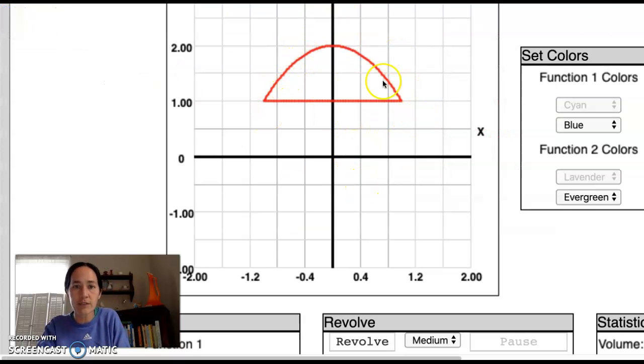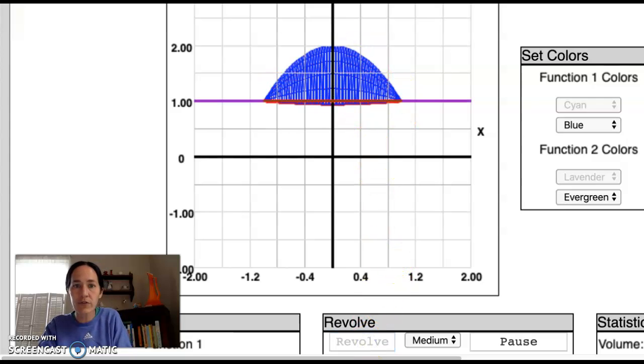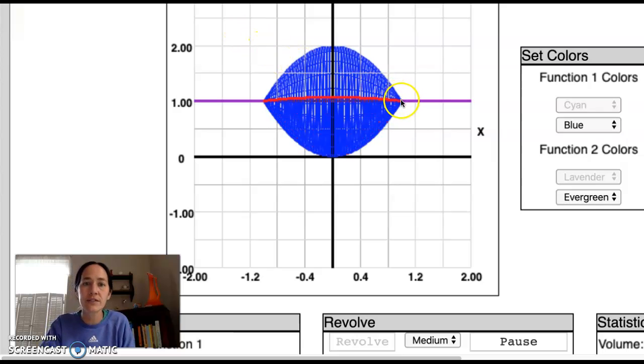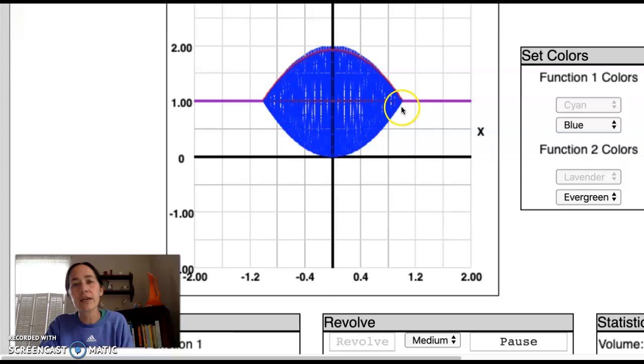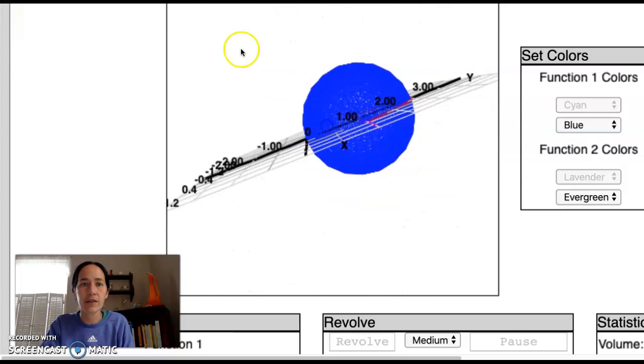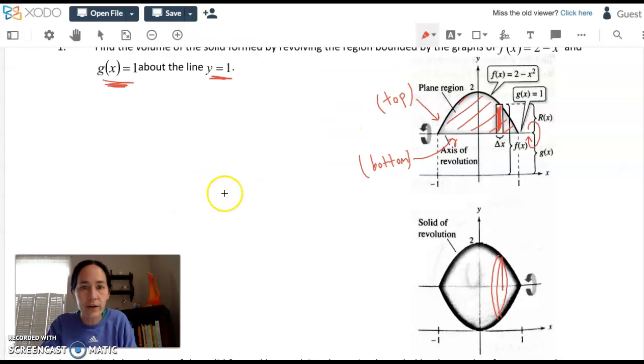So here's your shape. You've got top function, bottom function, and the region in between. We want to revolve this around the line y equals 1. So here's the shape being formed, and I'll spin it around in a second too. We want to see if we can integrate and use calculus to get the volume of this shape. Okay, let the fun begin. Let's go back to it.